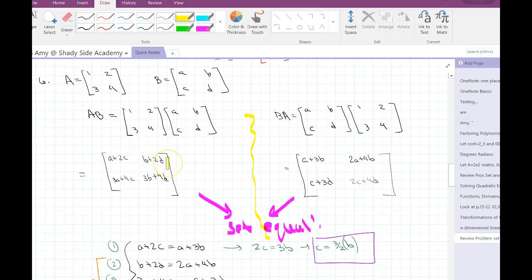B, this entry right here is B plus 2D, yes. This entry right here is 3A plus 4C, yes. This one here is 3B plus 4D. Yes, check. Okay. B times A, BA. Okay, this is A plus 3B. Yes. This one here is C plus 3. Check. This one here is 2A. Check. And this one here is 2, please. Okay, yes, check. All right.